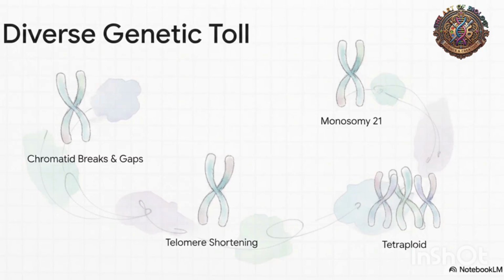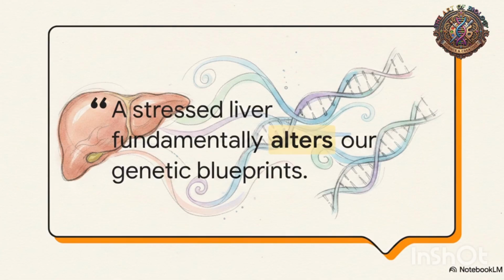Let's rapidly recap this incredible and honestly devastating genetic toll. On one side, we witnessed chromatid breaks and gaps leading to the severe loss of chromosomes like we saw in monosomy 21. On the chronic side, we traced telomere shortening and sister chromatid exchanges, which ultimately cascade into the massive chromosomal overload of tetraploidy. This really brings us back to a foundational truth.